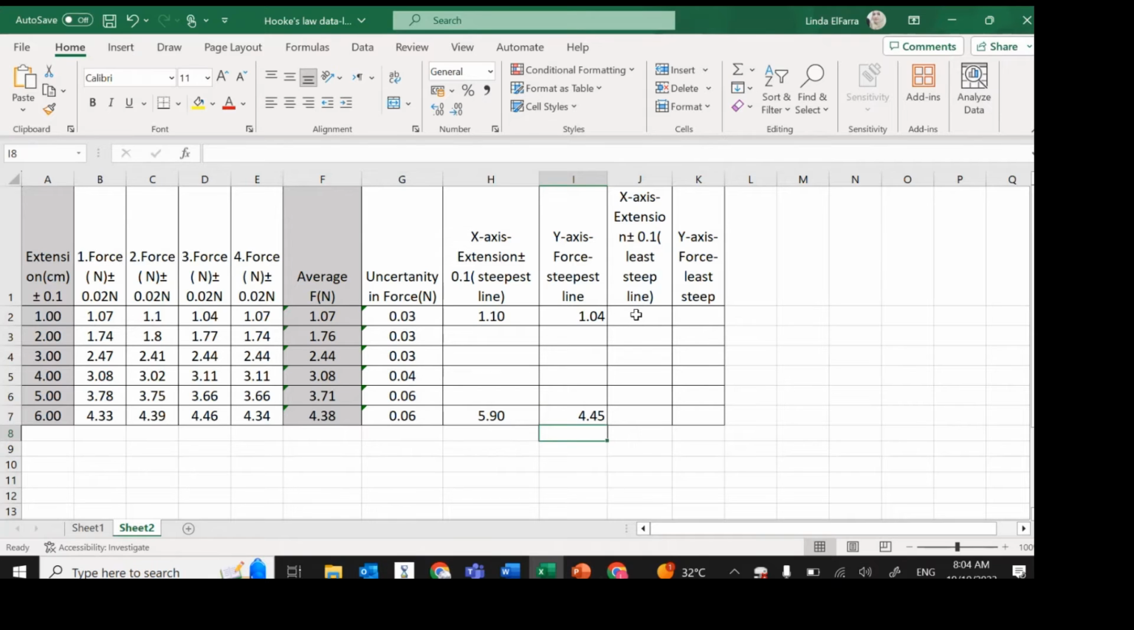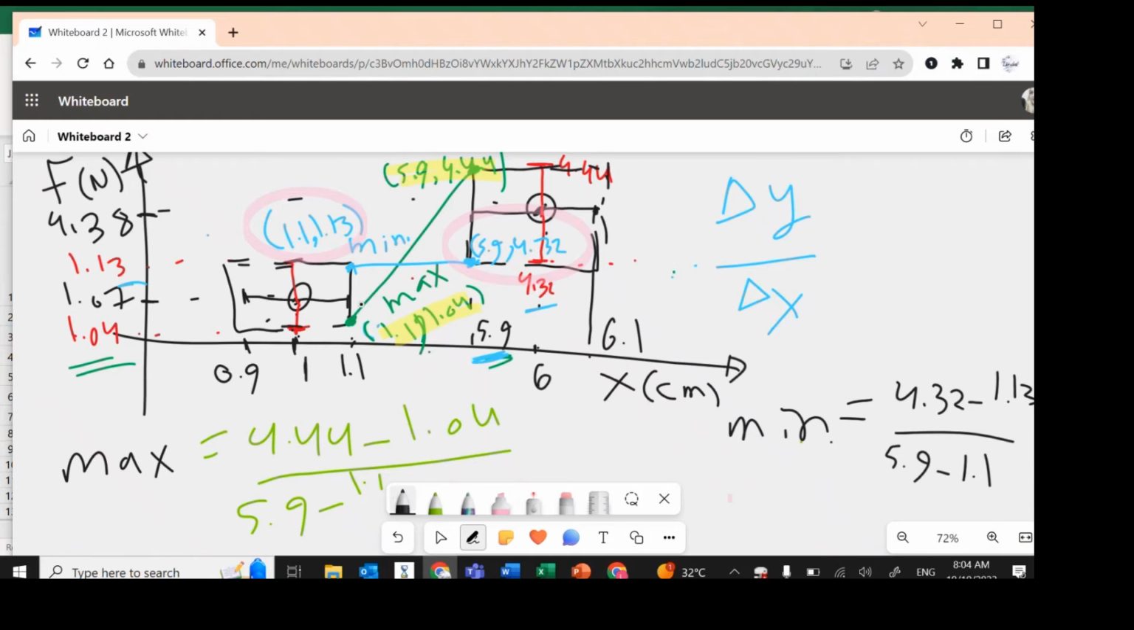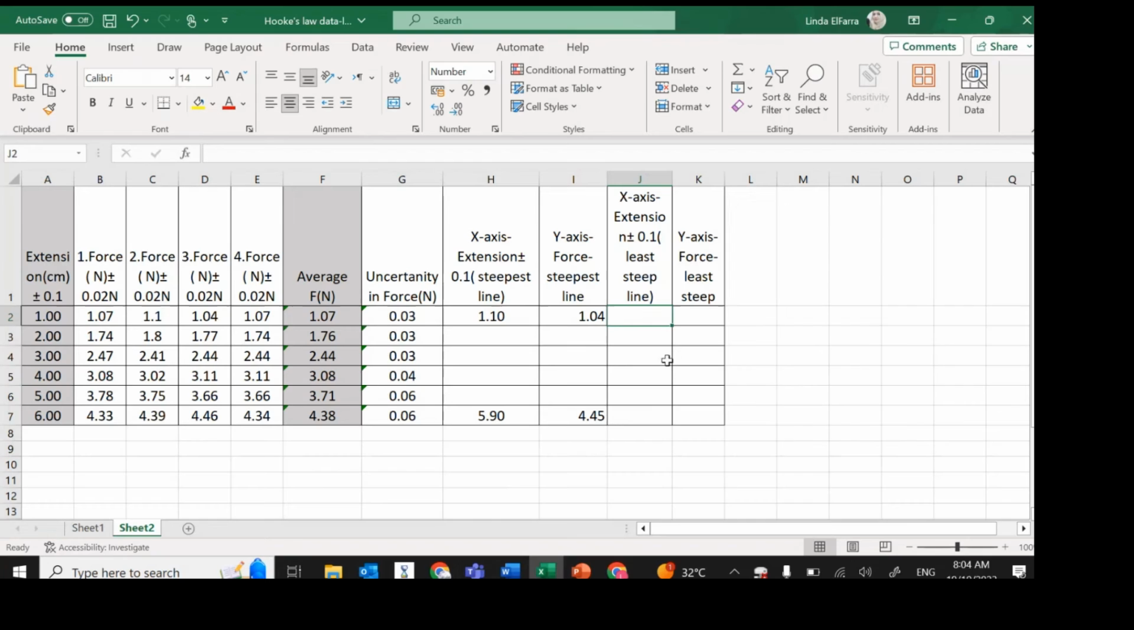Let's go now to the least steep line. I'm going to start with X and then we'll go to Y, the first point. Now remember, the first point, least steep, this is the blue line. The first point, it will be 1.1. What did we do? We take the extension plus the uncertainty. So we'll go here. So it will be equal the value of X plus the uncertainty, which is 0.1, and hit enter.